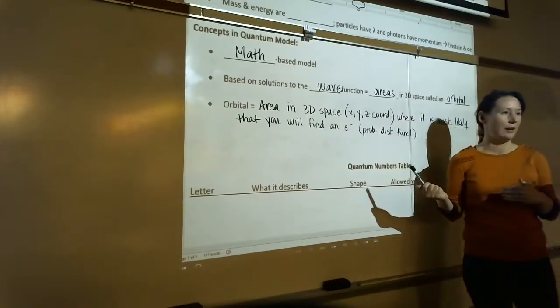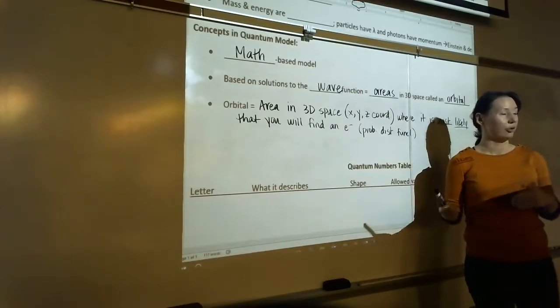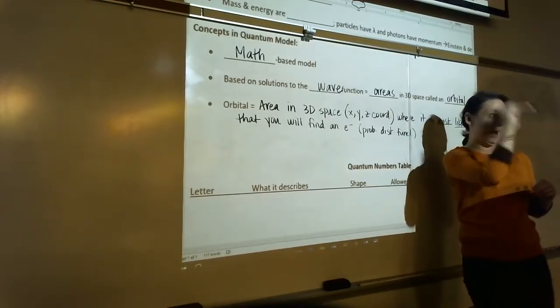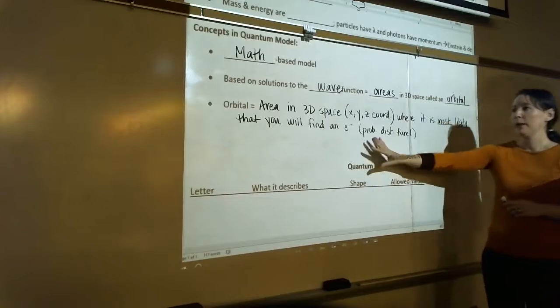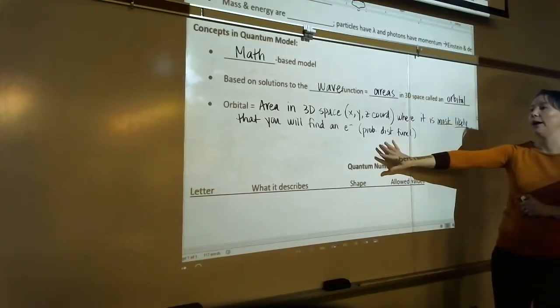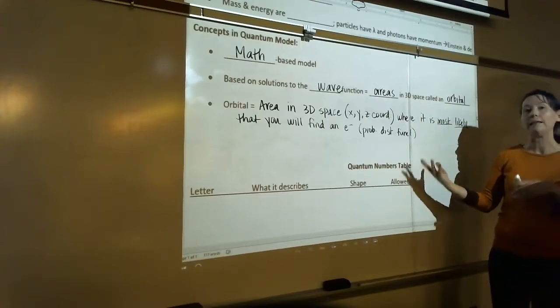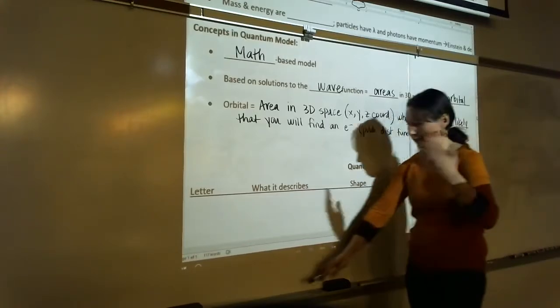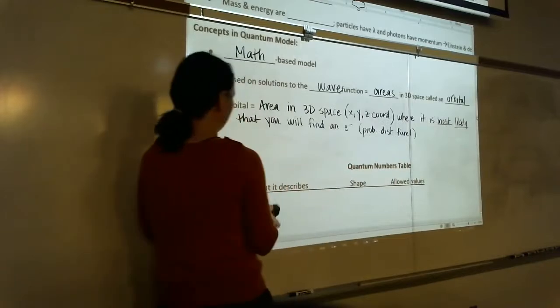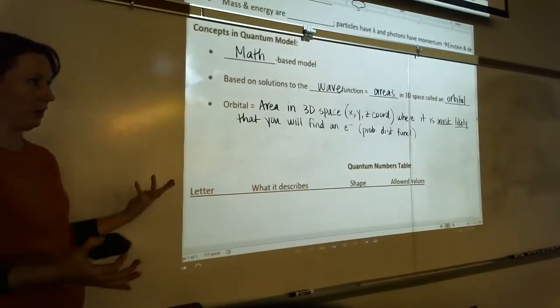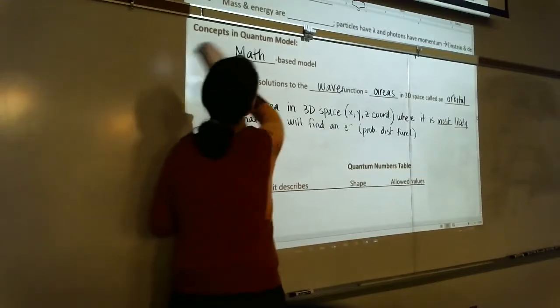Does everybody understand how orbital, that word, differs from how we used it in Bohr's model? Bohr's model called it this nice little circular path, right, which doesn't exist. We say, nope, that doesn't work. We have an area where it's most likely. I can't tell you exactly where it is, but I can tell you where it's highly likely to be, right? And then by converse, where it's highly likely not to be. So again, we're not going to do any of the calculations. We're just going to talk about concepts in the quantum model.